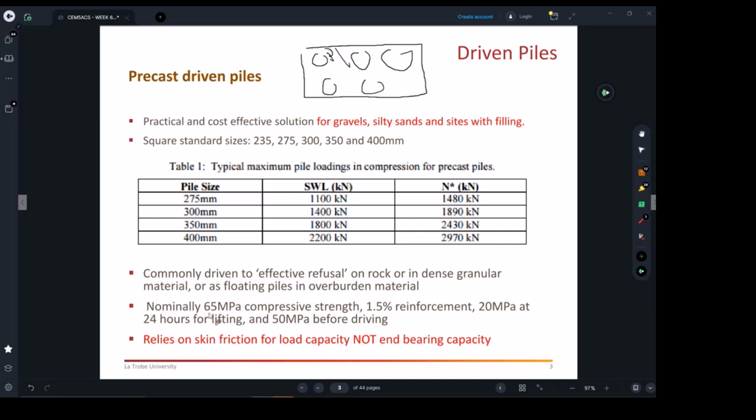The strength of those piles, obviously, is a bit high, 65 MPa, because it's under that impact. So it has to be really rigid. It's like a nail, you don't want it to break before getting into the timber or concrete. So same thing with the piles, they are really strong. They have high compressive strength.